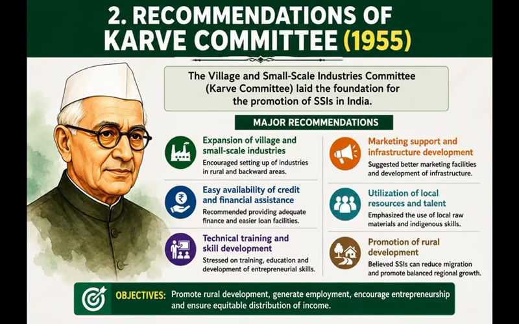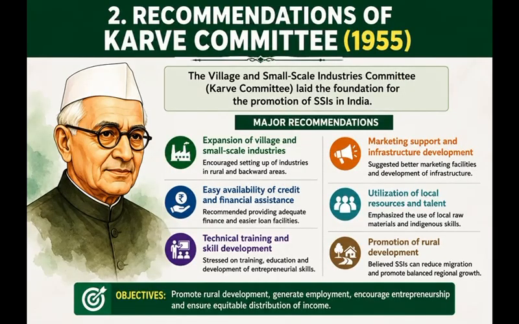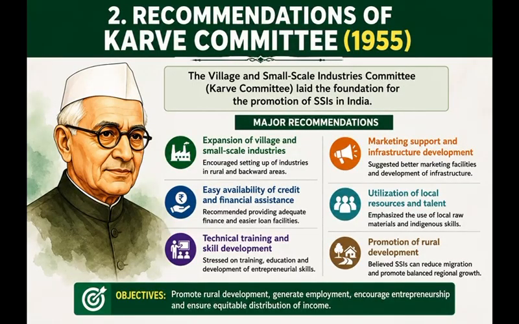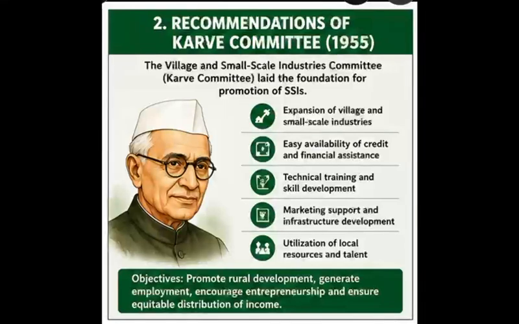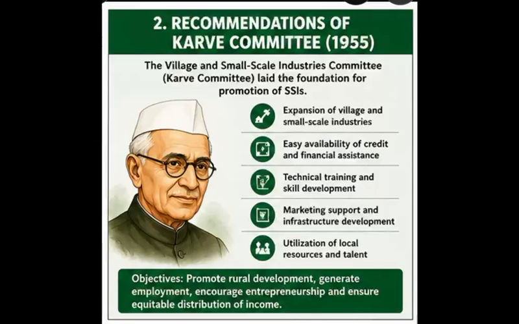The CAV Committee believed that small scale industries could: A. Promote rural development. B. Generate large scale employment. C. Utilize local resources efficiently. D. Encourage entrepreneurship. And E. Reduce income inequality. As a result, the government adopted several measures to support the growth of SSIs.